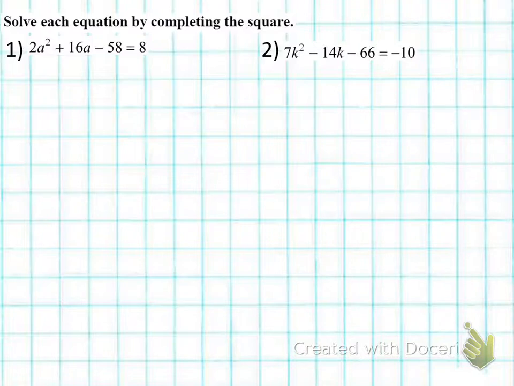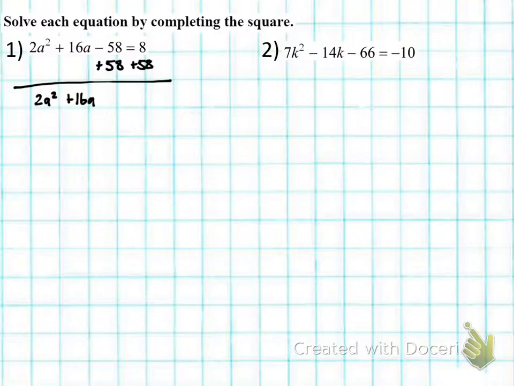Okay, so number 1, we've got 2a squared plus 16a minus 58 is equal to 8. So the first step, just like before, I want to take all my c's, or constants, and move them over to the right. So you can see here we have negative 58. We're going to add 58 to both sides. Which is what? 2a squared plus 16a is equal to 66, right?